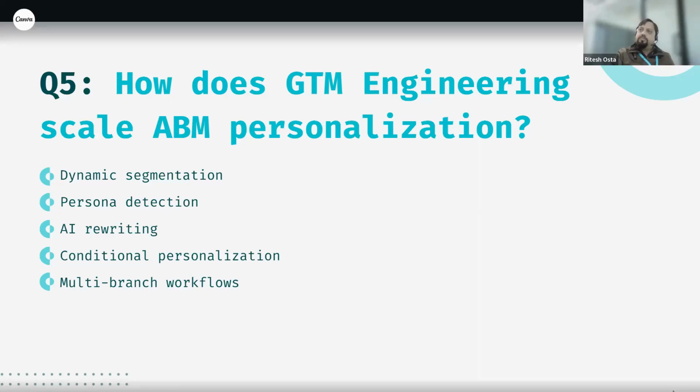AI rewriting, right? The personalization plays a key role. Now we have the Clay agents and the HubSpot agents, we can just rewrite the email personalized to each and every account and each within the segment. Very effective, right? Conditional personalization, right?